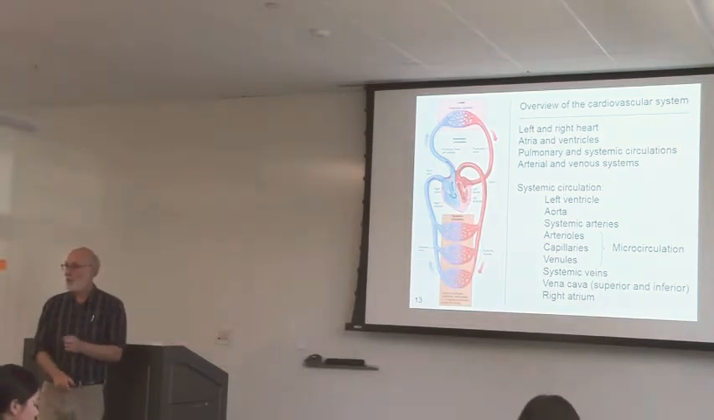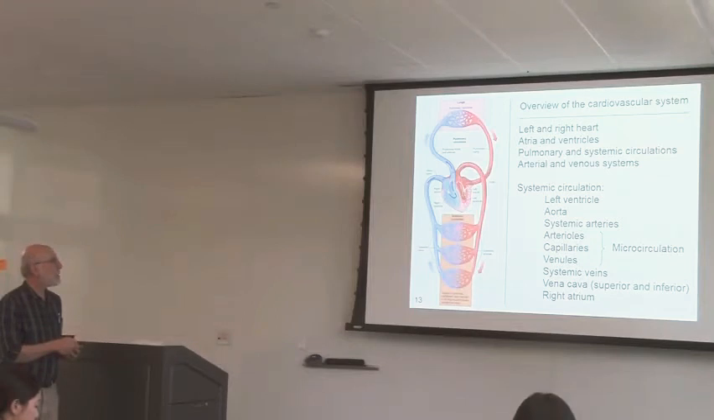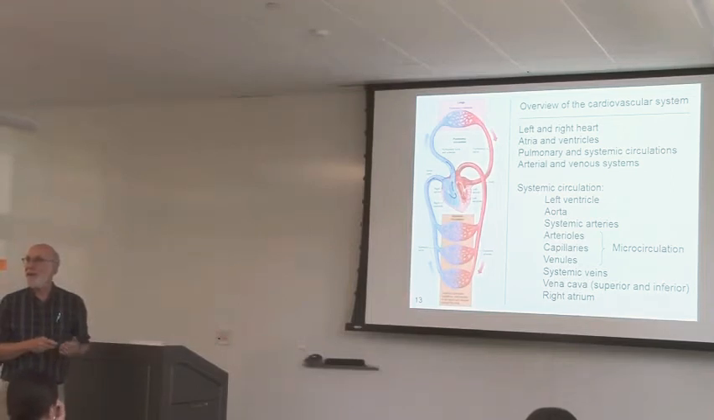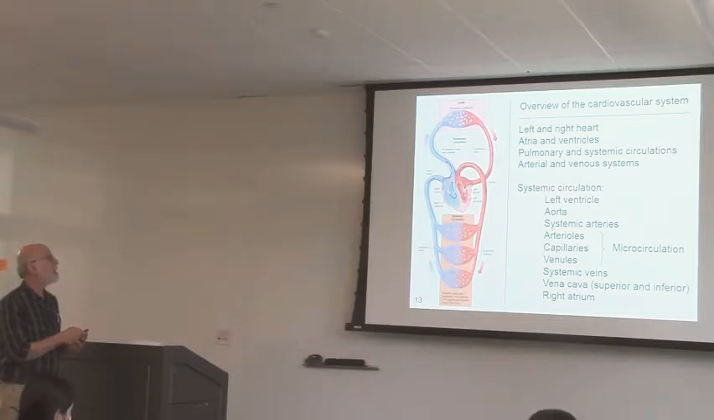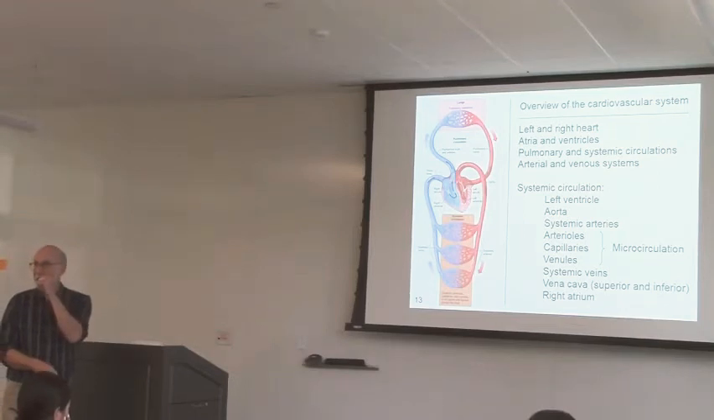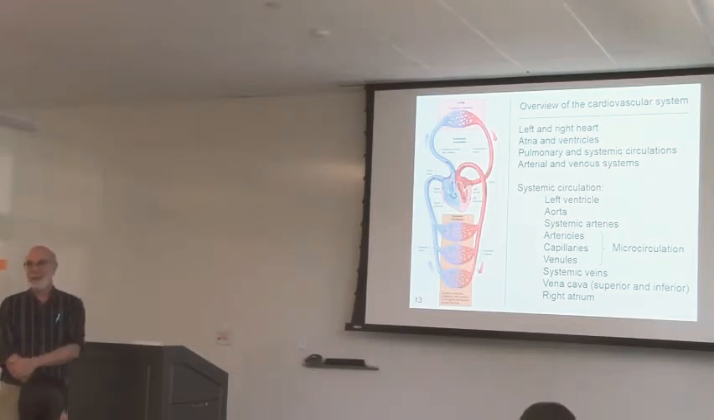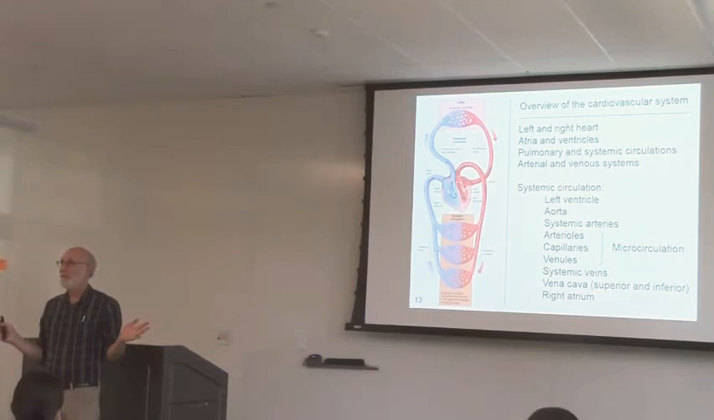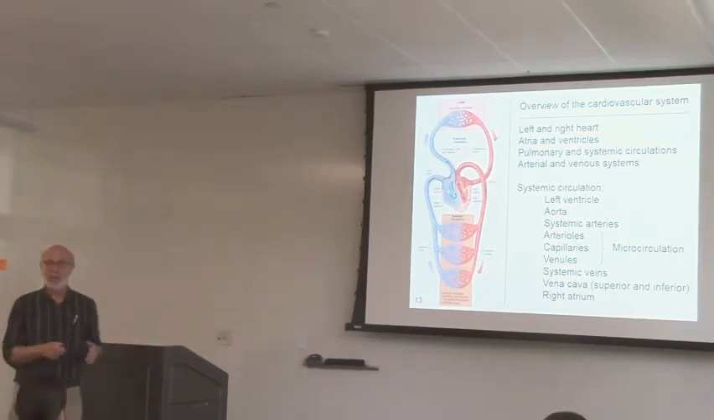So in the systemic circulation, the arteries are carrying oxygenated blood and the veins are carrying deoxygenated blood. In the pulmonary circulation, it's the reverse. The pulmonary artery is carrying deoxygenated blood and the pulmonary veins are carrying oxygenated blood. That's just the way they're called. It's not just the way they're called, it's actually an artery. It has the structure of an artery.